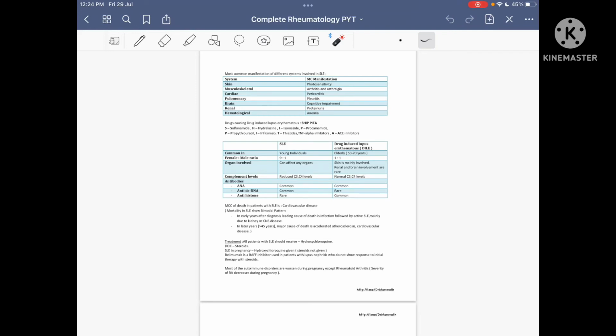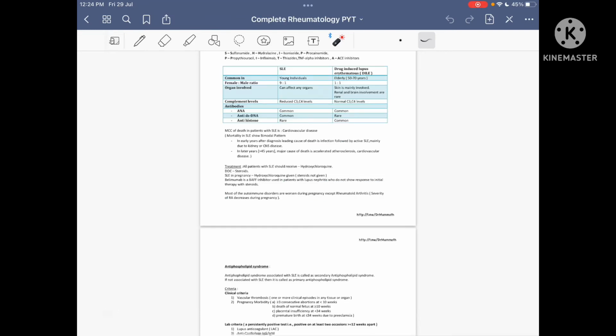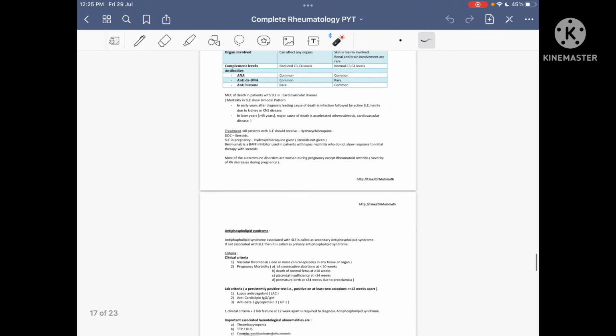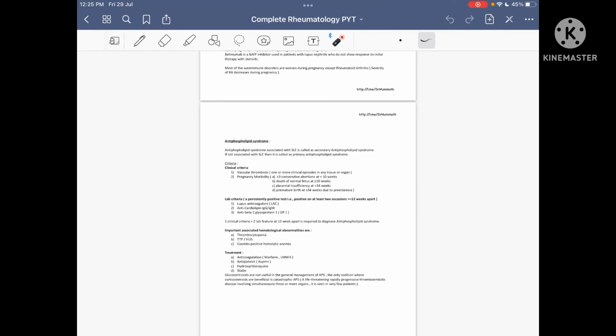In treatment part, all patients with SLE should receive hydroxychloroquine, but the drug of choice is steroid. Belimumab is a BAFF inhibitor used in lupus nephritis who do not show response to initial therapy with steroids. And interesting thing is, most autoimmune diseases are worsened during pregnancy except rheumatoid arthritis, which is decreased during pregnancy. Antiphospholipid syndrome is also important.